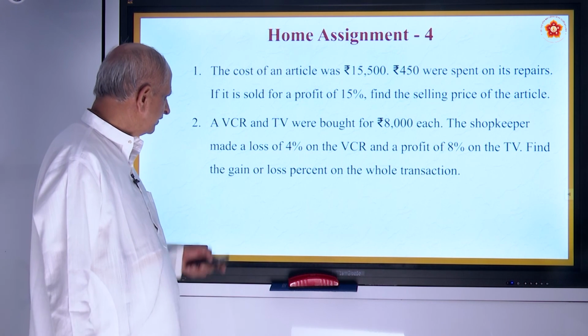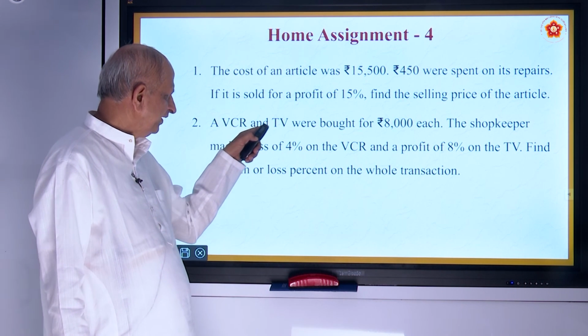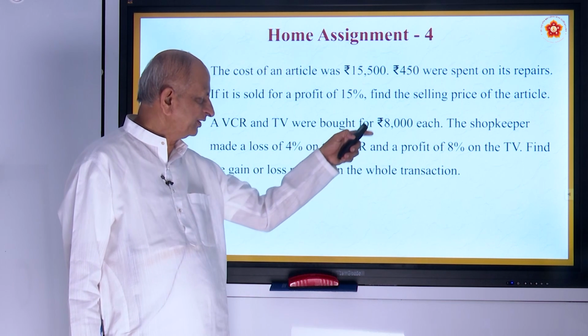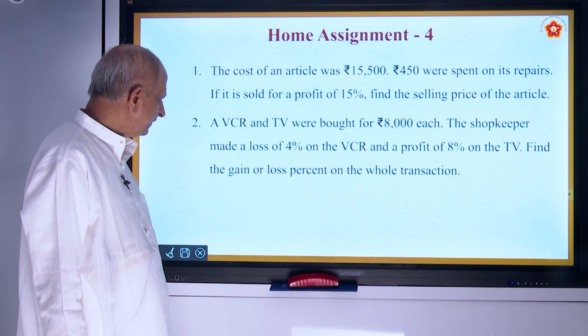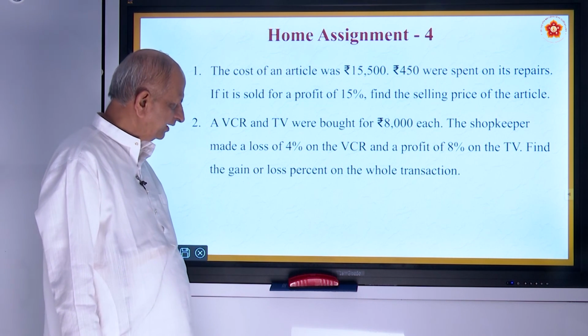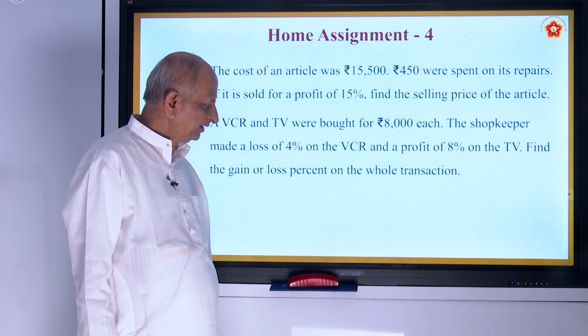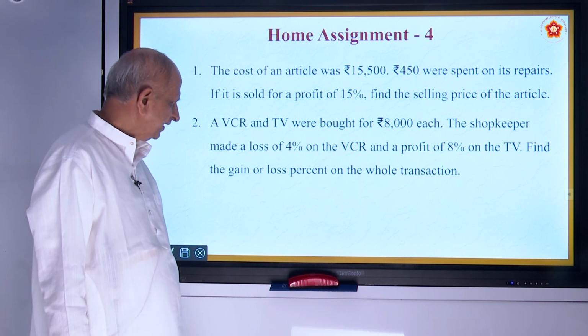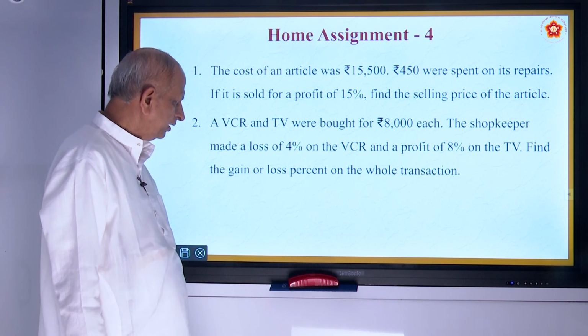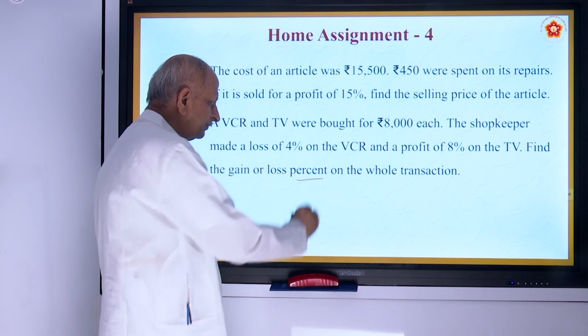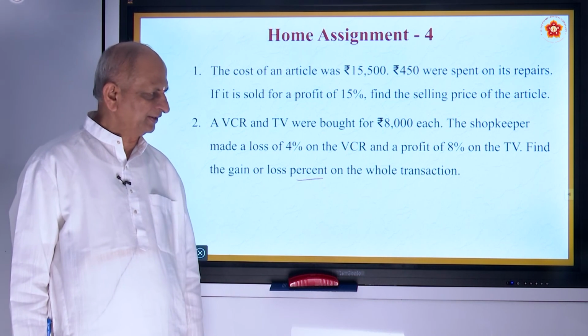Okay, a VCR and TV were bought for rupees 8,000 each. The shopkeeper made a loss of 4% on the VCR, 8% profit on the TV. Find the gain or loss percent, you must find out on the whole transaction.